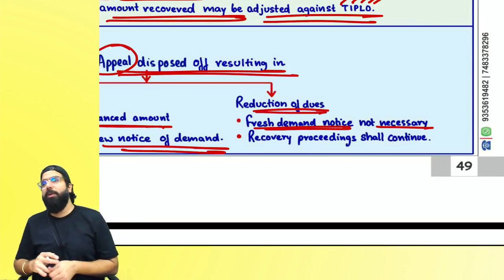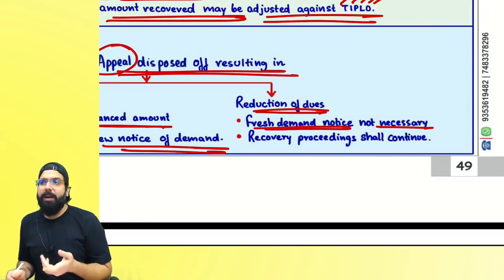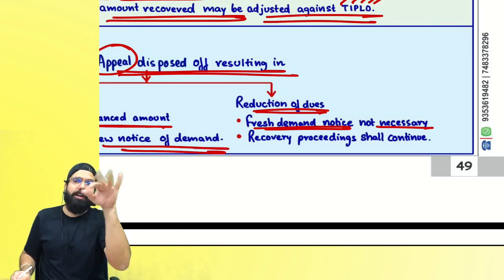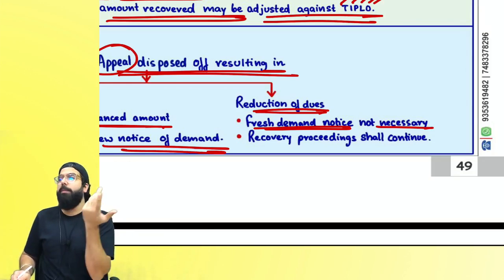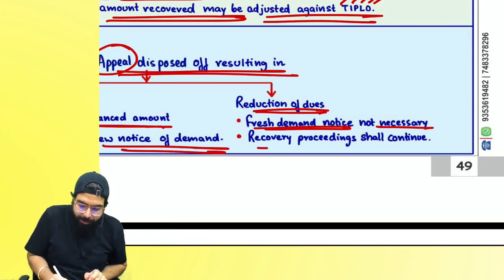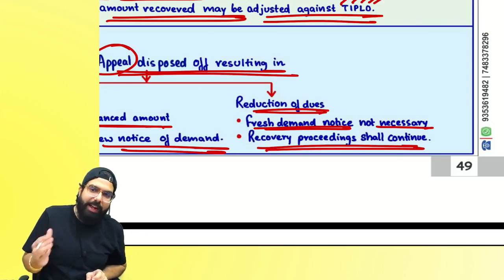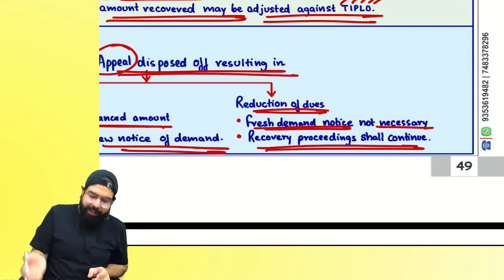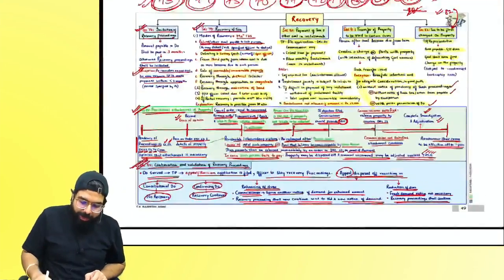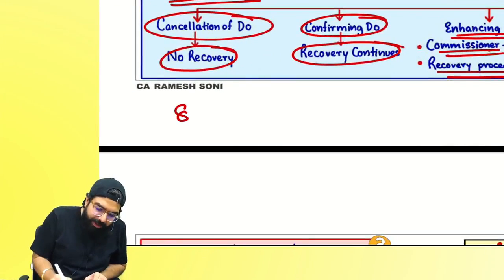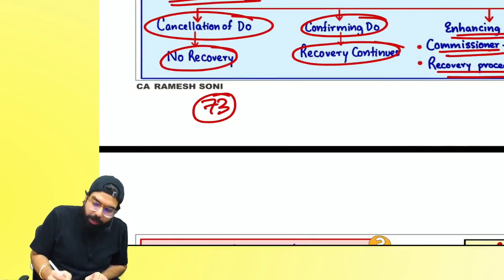Supposing the demand order was already given for 10 lakh rupees, but the appellate authority, appellate tribunal went ahead and reduced the amount to only 5 lakh. Recovery will happen only for the remaining amount, which is the reduced amount. Right, everyone? Now I told you section number 73 told the bona fide case.